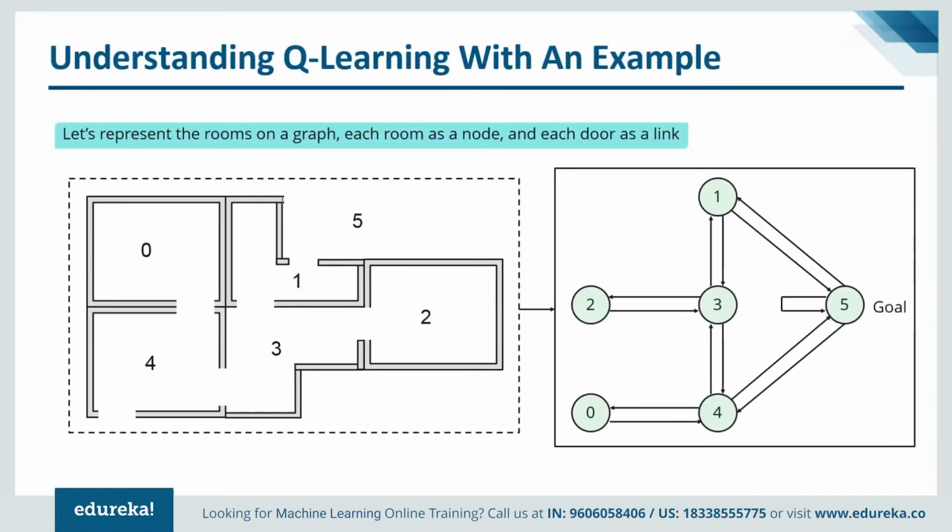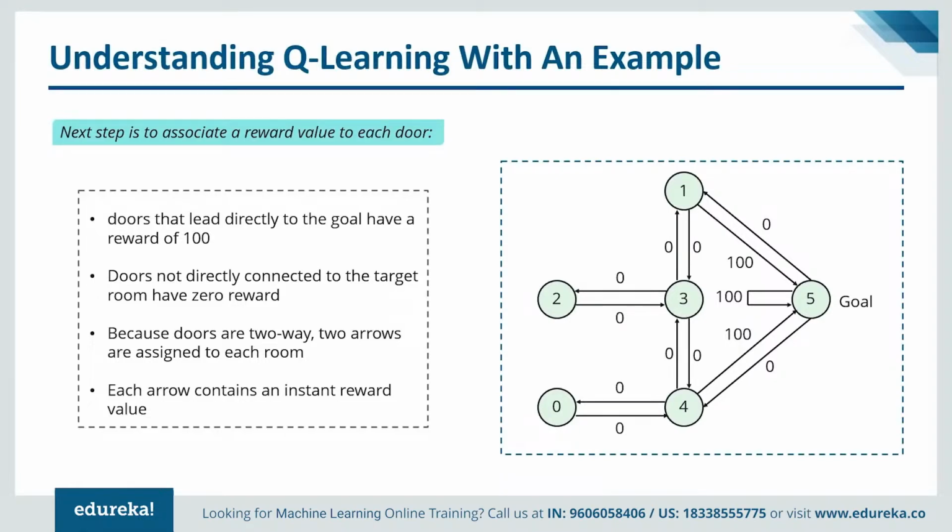Now because the doors are two-way, two arrows are assigned to each room. You can see two arrows assigned to each room. So 0 leads to 4 and 4 leads back to 0. We've assigned 0 over here because 0 does not directly lead to 5. But 1 directly leads to 5, and that's why you can see 100 over here. Similarly, 4 directly leads to our goal state, and that's why we've assigned 100 over here. And obviously 5 to 5 is 100 as well. So here all the direct connections to room number 5 are rewarded 100, and all the indirect connections are rewarded 0. So guys, in Q-learning, the end goal is to reach the state with the highest reward so that the agent arrives at the goal.